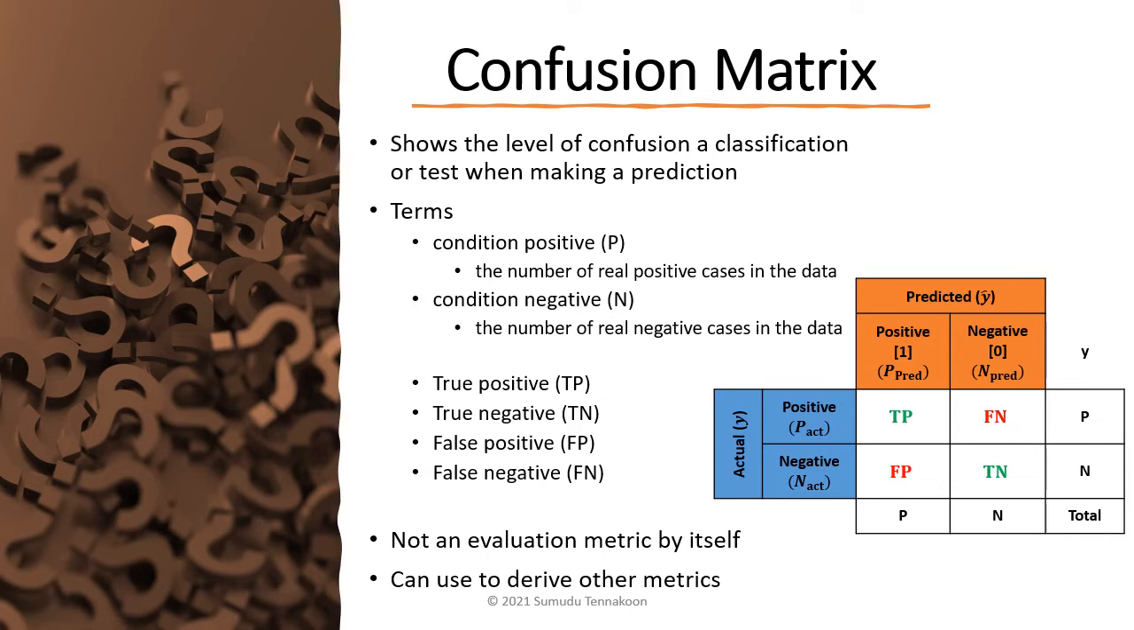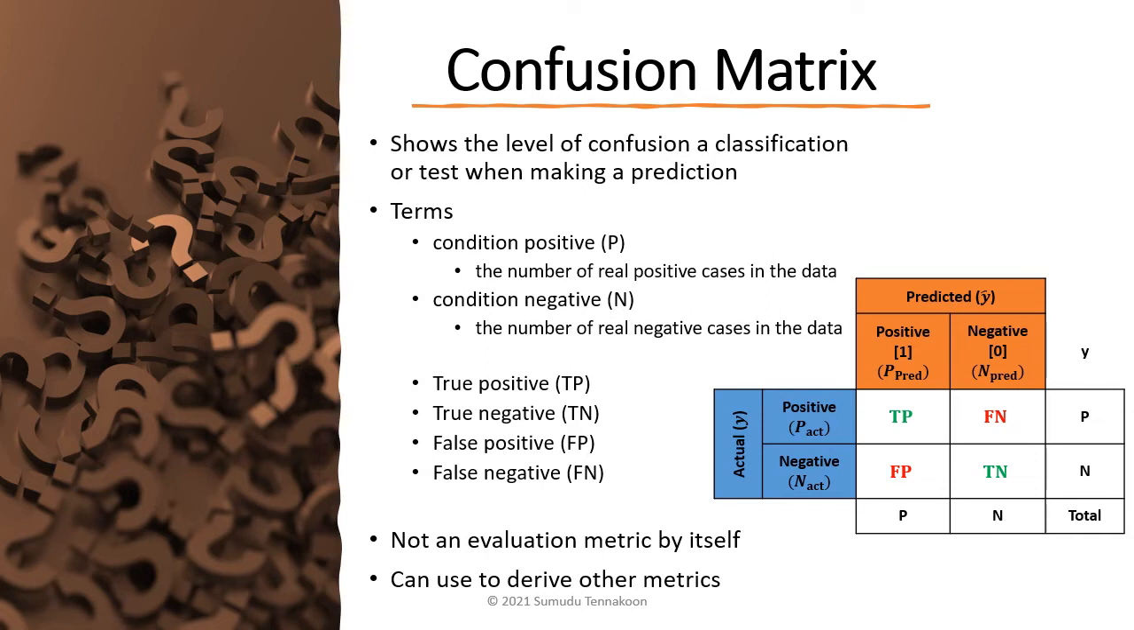So this I need to modify a little bit. In the column, P and N should be P actual and N actual, and the column total should be P predicted and N predicted, right? Okay. And also total predicted: the addition of true positive and false positive should be equal to positive predicted, the total number of predicted positive values.